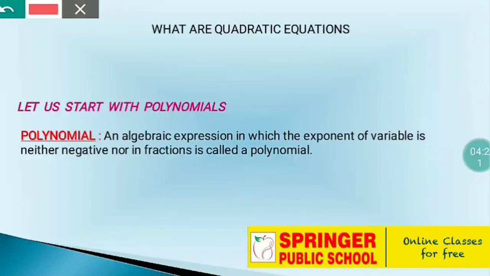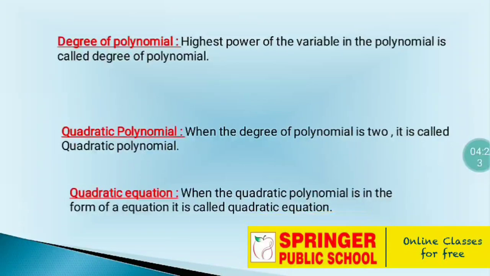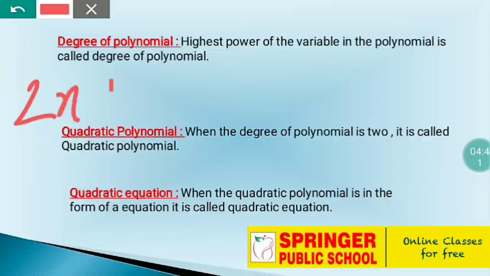So let us move on. After polynomials, the next topic is degree of polynomials. As you all know, the highest power of the variable in the polynomial is called the degree of the polynomial. Suppose I write a polynomial 2x plus 3. Here the highest power of the variable is 1. So the degree of the polynomial is 1.